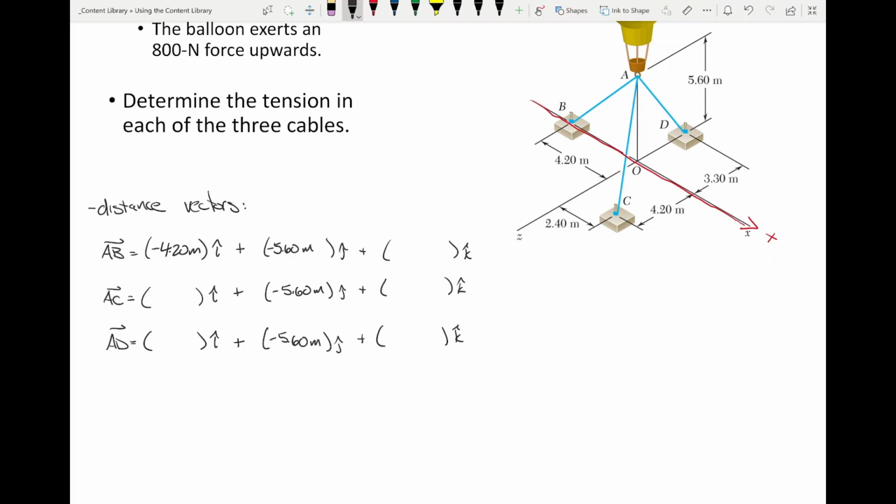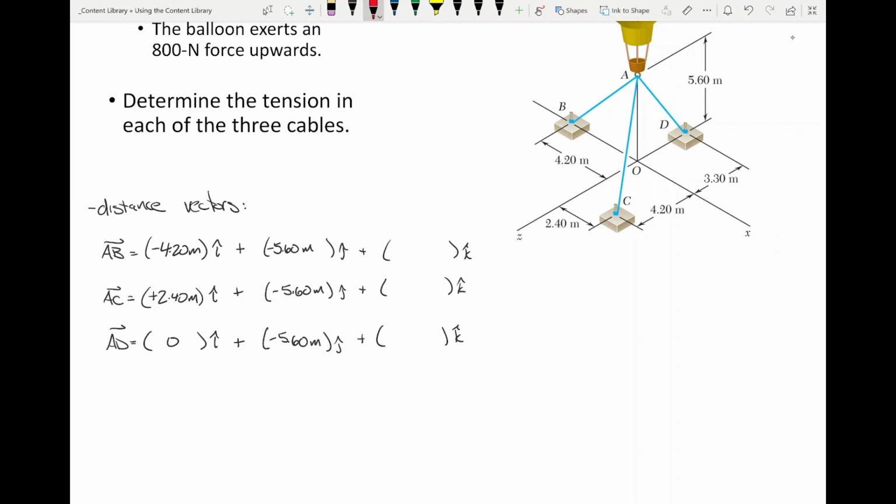What about AC? What is AC going to be? Positive 2.4, exactly right. And what is AD going to be? 0, exactly right. See, this isn't so bad, right? It's pretty straightforward.